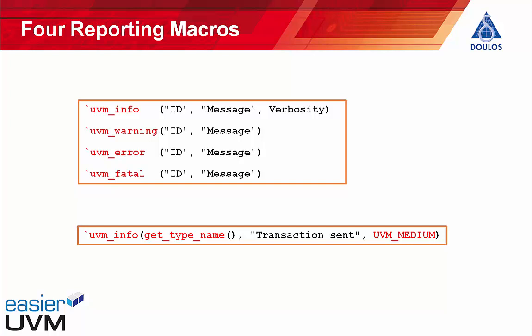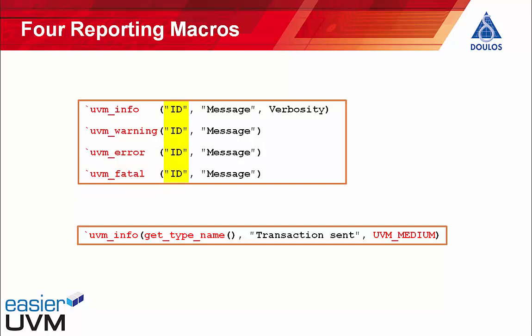90% of what you need to know about reporting in UVM is actually shown on this one slide. UVM gives you 4 reporting macros: UVM info, UVM warning, UVM error, UVM fatal that you can see here. And using these 4 macros in the appropriate places in your UVM code is actually most of what you need to know. So you can see here that there's 4 different macros corresponding to 4 different severity levels: info, warning, error and fatal. Then each of the 4 macros has at least 2 arguments.